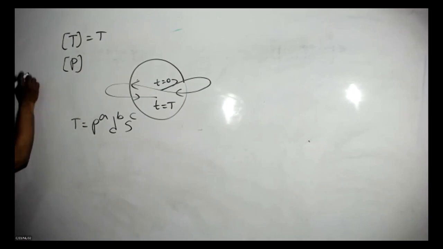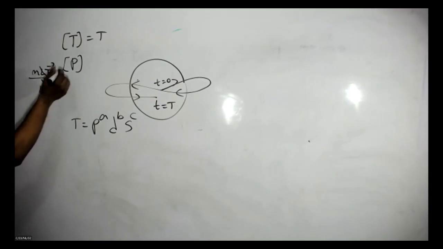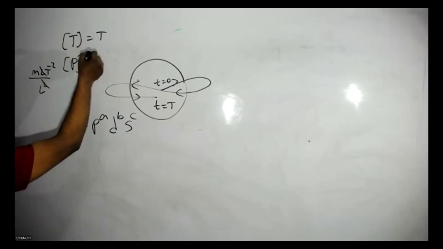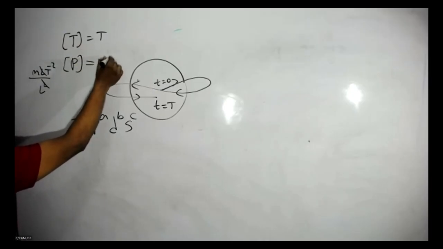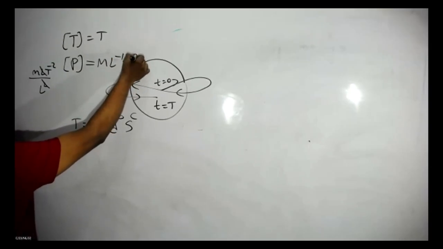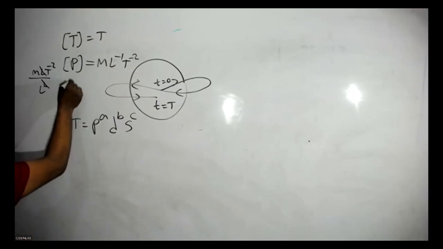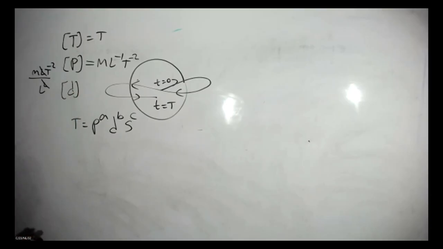Can you see there? MLT, force over area. MLT minus 2 is force, area is l squared, right? Then L to L cancels. Then the dimension formula is M L minus 1 T minus 2. This one is the dimensional formula of pressure. Then density. D is density, right?